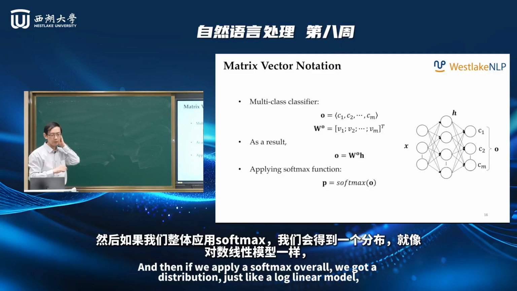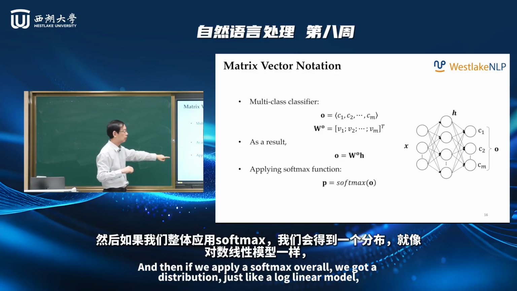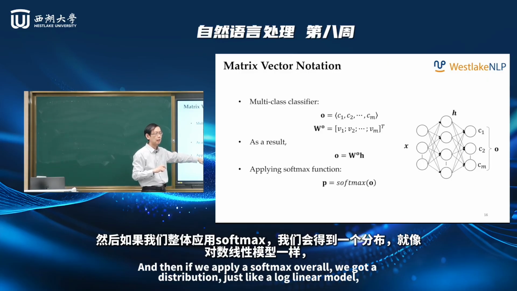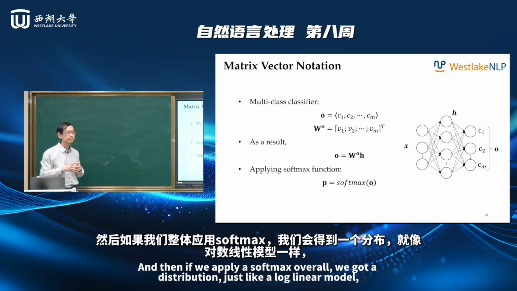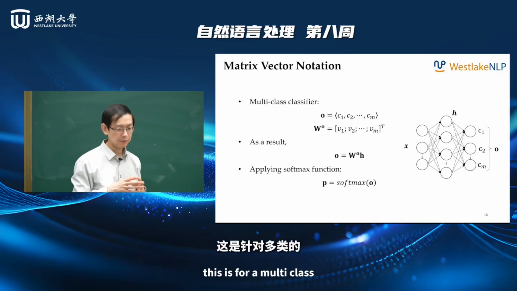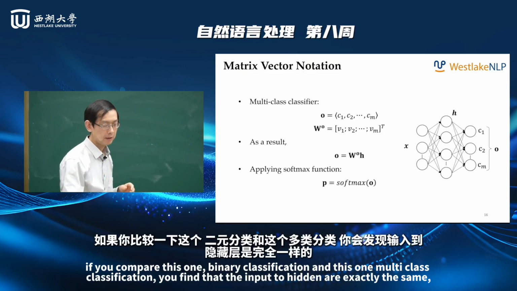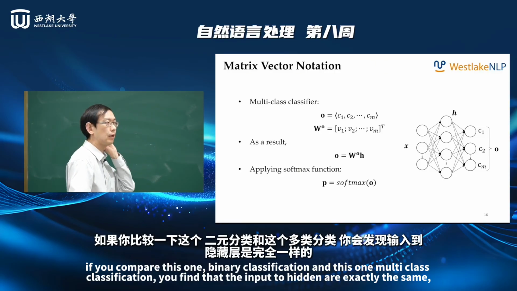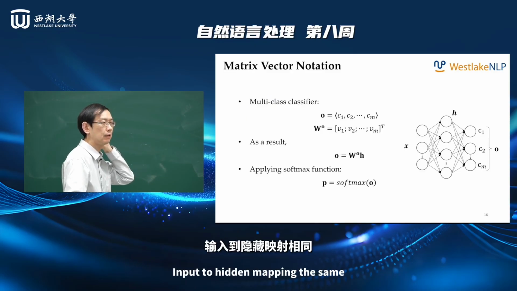And then if we apply a softmax over O, we get a distribution just like a log linear model, right? Okay. So this is for multi-class. So if you compare this one, binary classification, and this one, multi-class classification, you find that the input to hidden mapping is exactly the same.